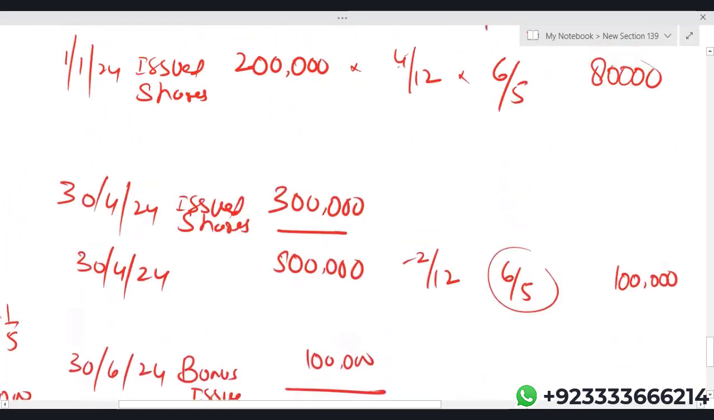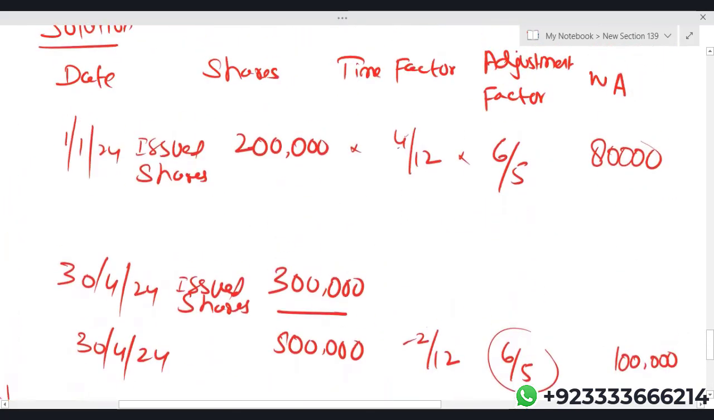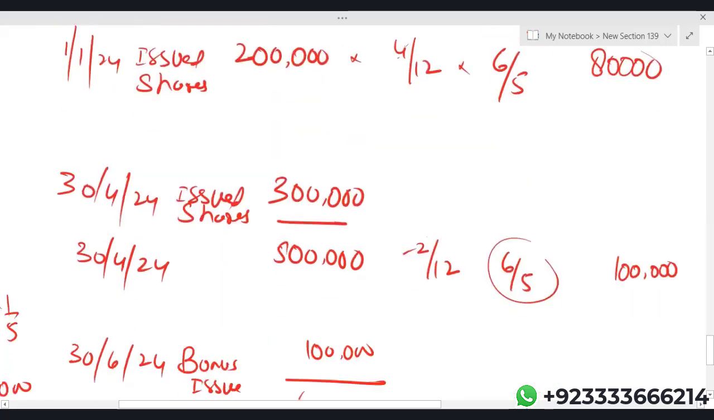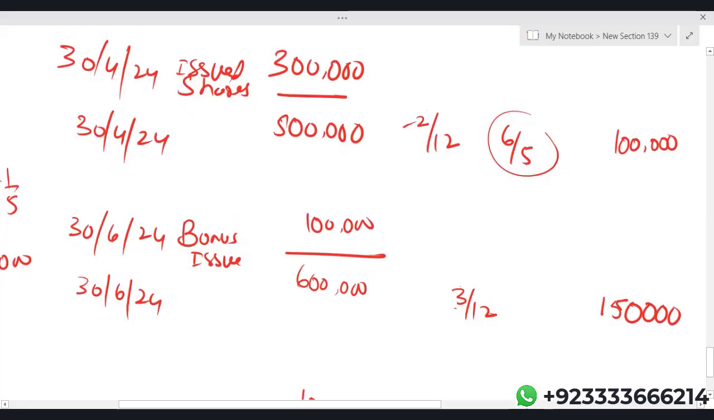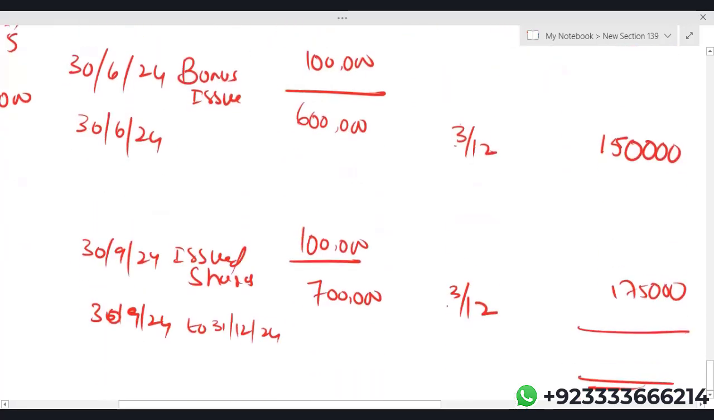Let's calculate the total weighted average. 80,000 plus 1 lakh plus 1,50,000 plus 1,75,000. I'm getting 5,05,000.